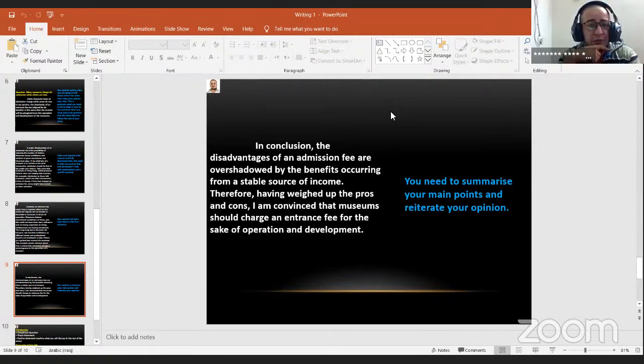Then we write some expression like this one. Therefore, having weighed up the pros and cons, I'm convinced that. Here, I wrote it to restate my opinion and to give my opinion as I recommend something. Museums should charge an entrance fee. Then we give reasons. The same reasons we wrote, we repeat. For the sake of operation and development.